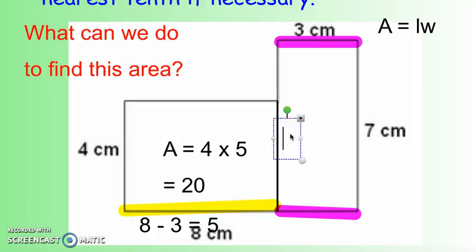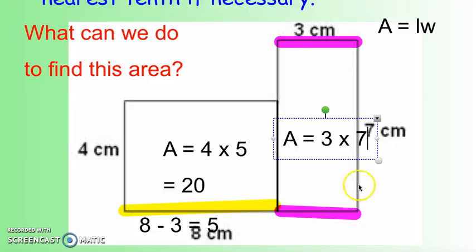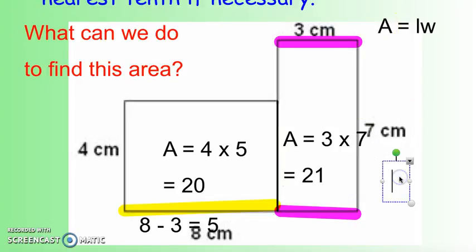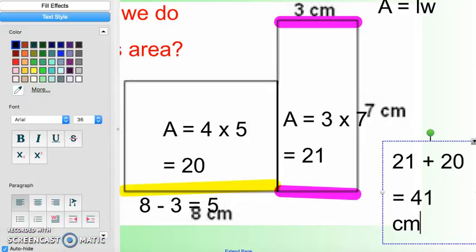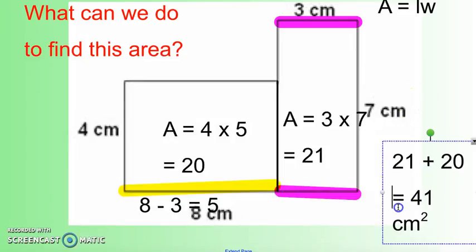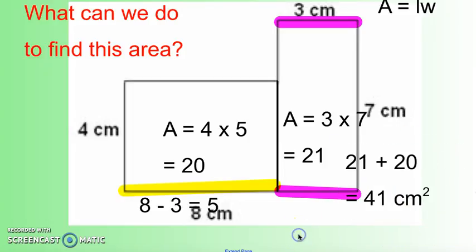And over here, this one is already set up for me because I don't have to make any changes, since we need this entire side and this entire side. So we take 3 times 7 and that is 21. Now all I have to do is add these two together: 21 plus 20 gives an answer of 41. I'm going to label this centimeters, but because we are adding areas together and trying to find the total area, we need centimeters squared. So my answer is 41 centimeters squared.